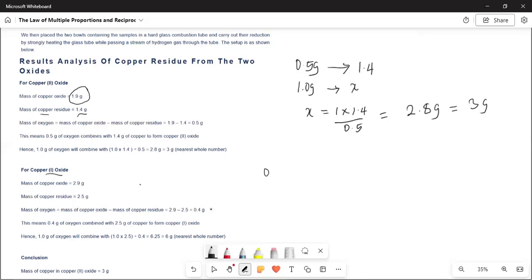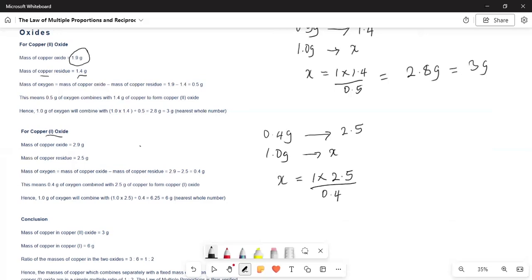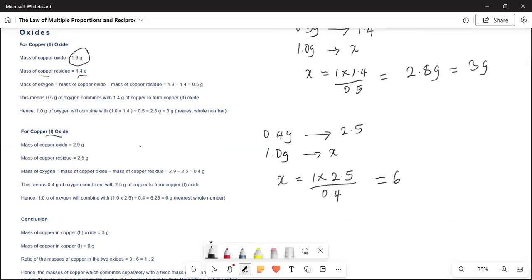So if 0.4 gram of oxygen combined with 2.5 gram of copper to give us 2.9 gram of copper 1 oxide, then what will 1 gram of oxygen combine with? Let it be X. By simple proportion, we get the value of X by cross multiplication. So X equals 1 times 2.5 divided by 0.4, which is 6.25. 1 gram of oxygen will combine with 6.25 gram of copper. Rounding this to the nearest whole number, that is 6 gram.